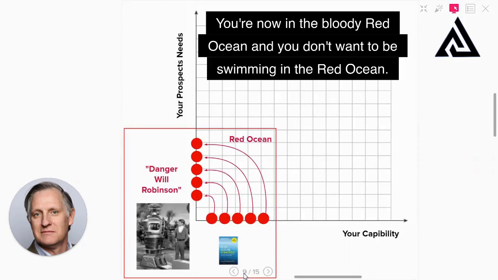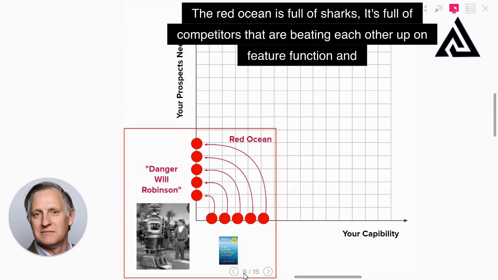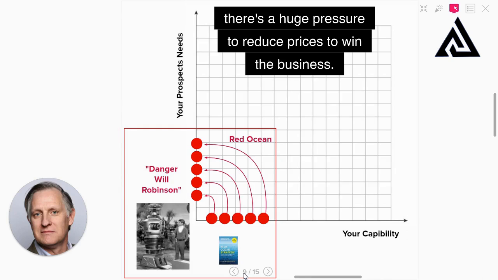You're now in the bloody red ocean, and you don't want to be swimming in the red ocean. The red ocean is full of sharks. It's full of competitors that are beating each other up on feature function, and there's a huge pressure to reduce prices to win the business.